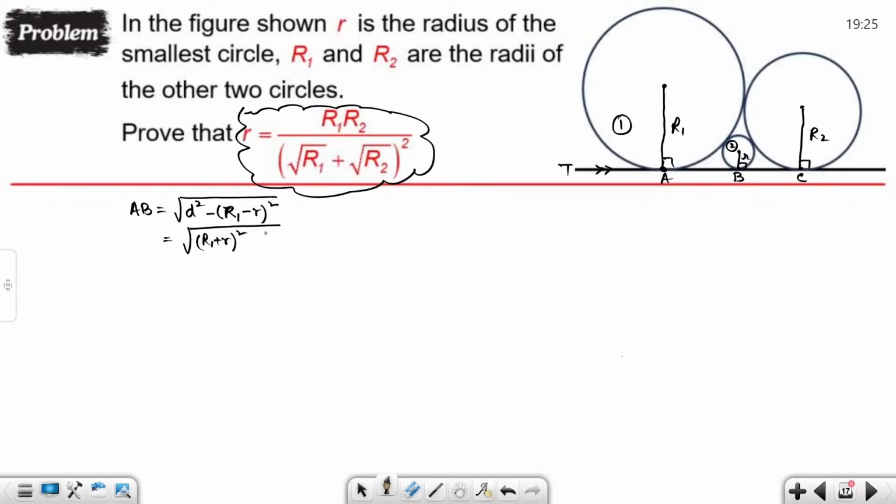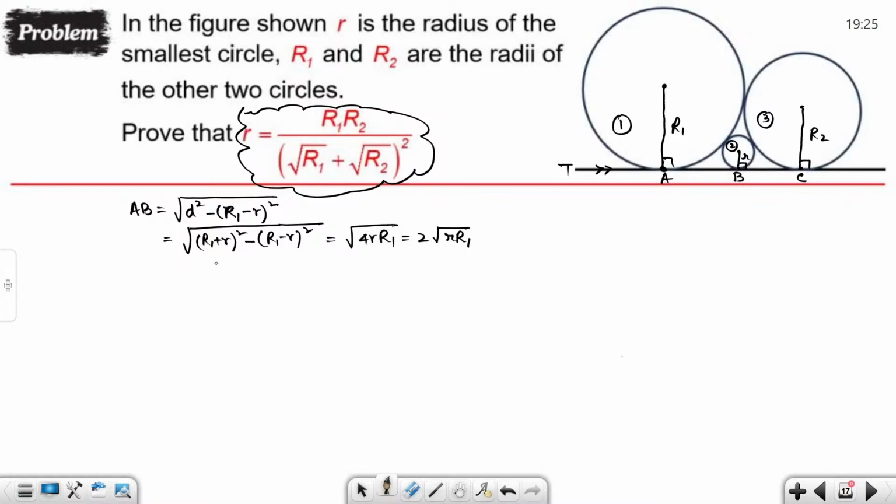Am I correct? So it's the whole square minus (R1 minus r) whole square. So it's coming to what? Root over of 4 r r1. So that gives us 2 root over r r1. Right? Now let us consider circle 2 and circle 3.